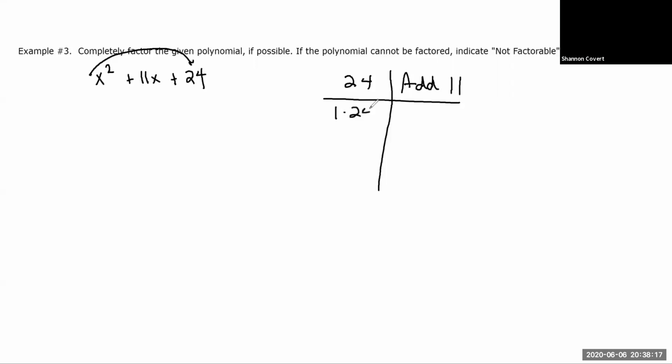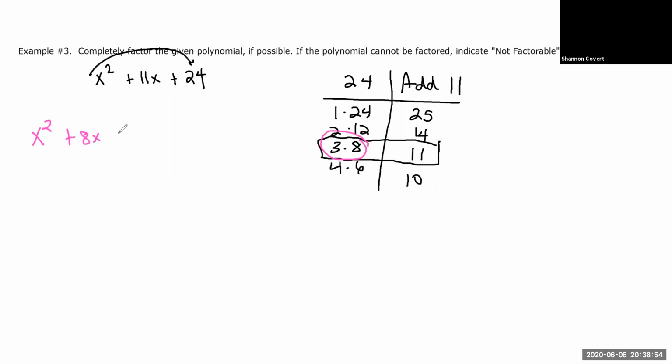So 1 times 24, 2 times 12, 3 times 8, 4 times 6. I think that's it. Now I'll add those together. This one gives me 25. That one gives me 14. That gives me 11. This one gives me 10. So this is the one I want because it adds to 11. Now I'm going to replace that middle term with these two factors, 8 and 3. So x squared plus 8x plus 3x plus 24.